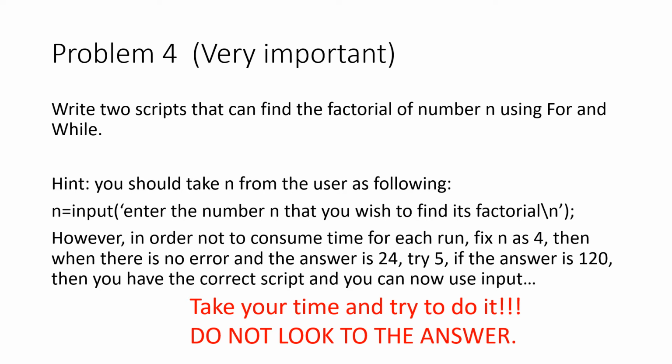For example, the factorial of 3. I know that the factorial of 3 is what? 3 times 2 times 1, which is 6. The factorial of 4 is 4 times 3 times 2 times 1, which is 24. The factorial of 5 is 5 times 4 times 3 times 2 times 1, which is 120. So how to find the factorial? By using for and while, each one in a script.